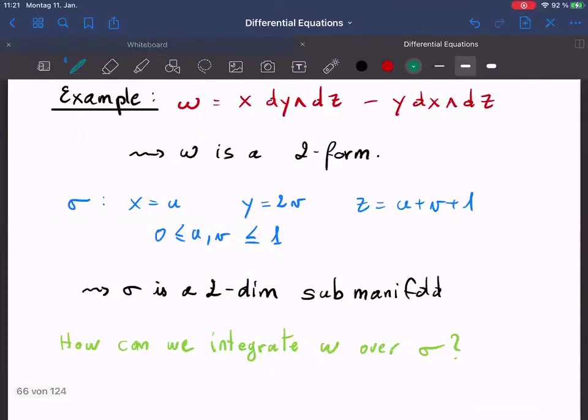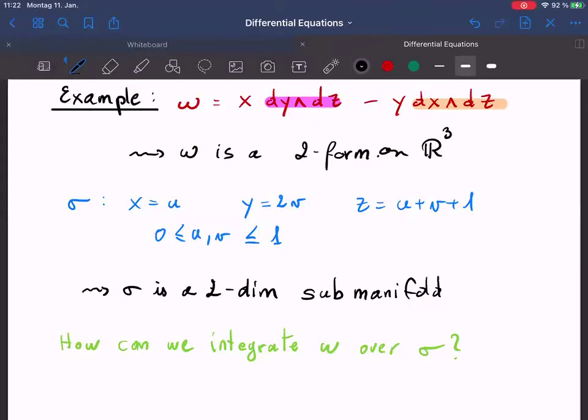So let's look at an example, because this was very abstract. The object omega you see here is a two-form. Two-form because it has two differentials, dy wedge dz, which is here, and dx wedge dz, which is there. And in front of that, you have functions as the coefficients. And it's a two-form on, say, R3, which comes with coordinates x, y, z.